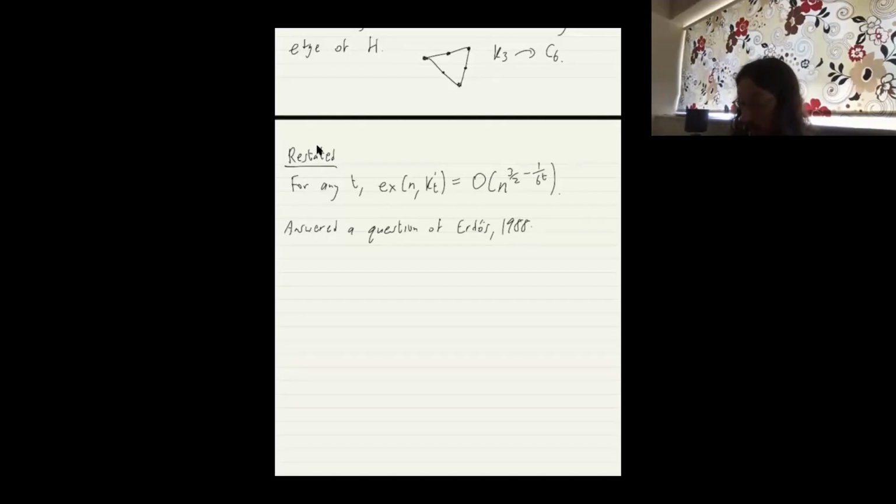But also about 3 months after we wrote the paper, Oliver Janzer found a much simpler proof that gives much better bounds. So what he showed is that ex(n, K_t') is big O of n^(3/2 - 1/(4t-6)). So we had this sort of exponential dependency on t, and he got this linear dependency on t. And actually, I think that this is probably sharp.